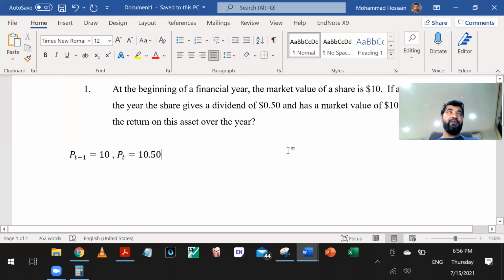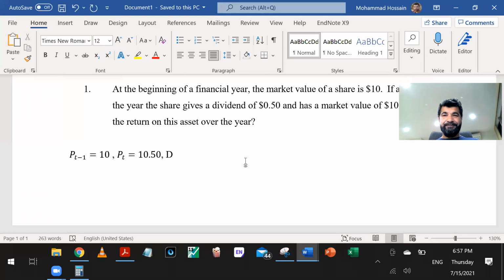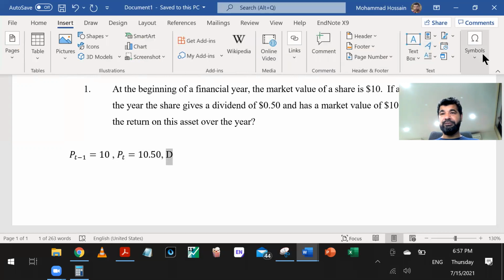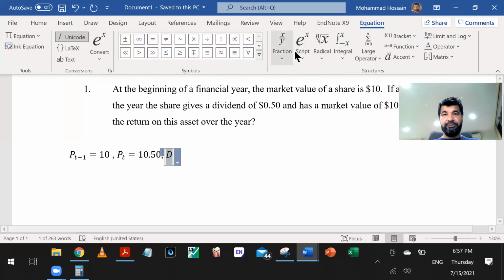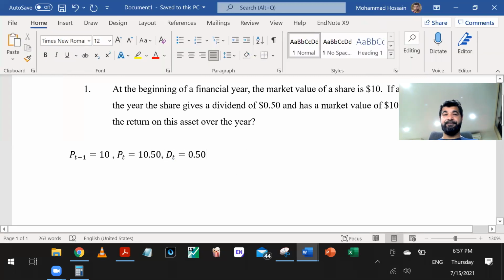Okay, and we have here 50 cents. So 50 cents is our dividend. This dividend is given here, DT. Our dividend for current month is actually 50 cents. So now we have to calculate the rate of return.